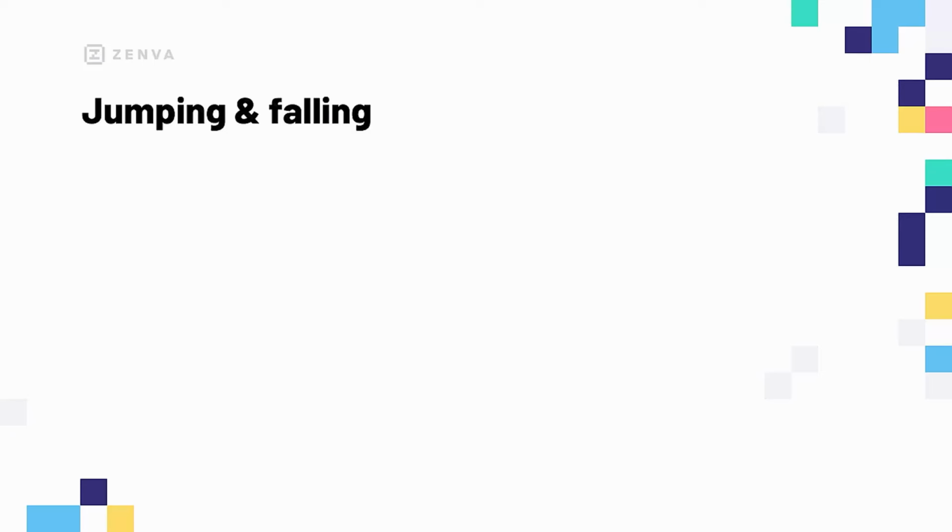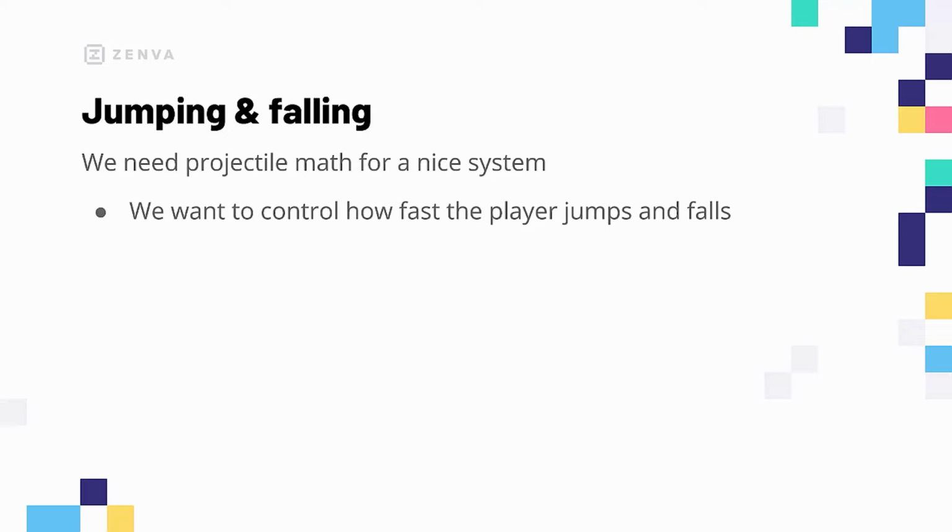Besides that, I want to work on jumping and falling, for which we are going to need some projectile math for a nice system. We want to control how fast the player jumps and falls. Those can be two different values. Very often, you want to have a faster fall than a jump.